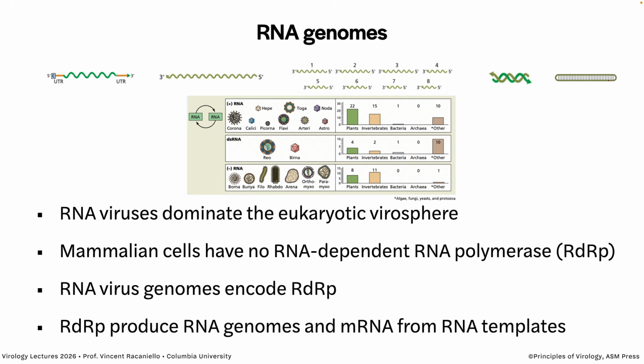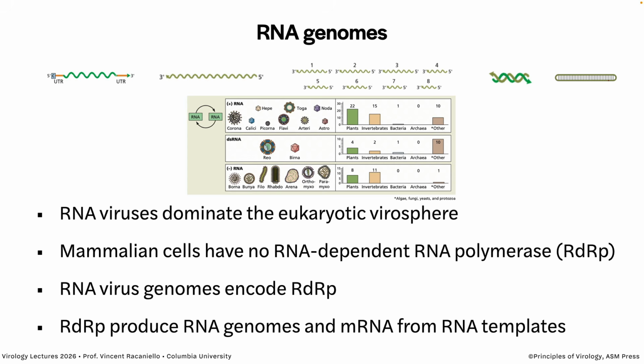And here is a little picture showing you the abundance of different kinds of RNA viruses. We have plus RNA, double-stranded RNA, and minus RNA here. And you can see this chart, this bar graph on the right shows you the number of families in plants, invertebrates, bacteria, archaea, and others. So you can see the bacteria for the plus, the double-stranded, and the minus RNA are vanishingly rare. We are discovering more recently, more than shown here, but much different from in plants and invertebrates.